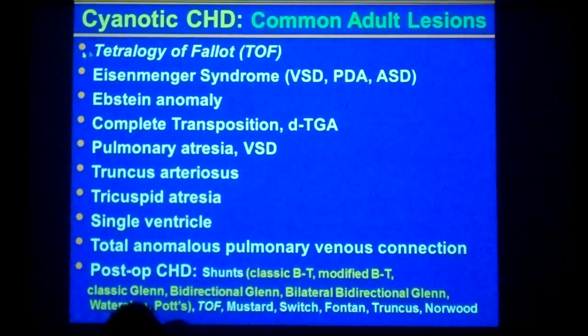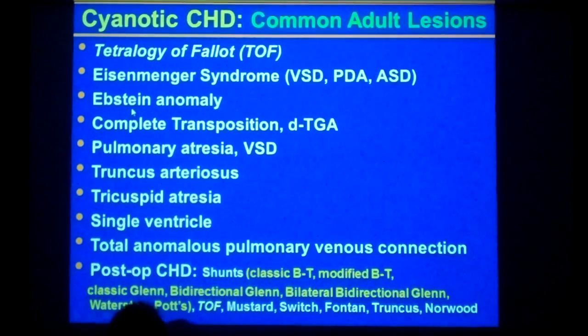Then Eisenmenger syndrome is reversal of shunt with pulmonary hypertension, and the shunt can be at any level. Ventricular septal defect is the commonest, then PDA, and ASD is the least common. But single ventricle, if the pulmonary artery does not show pulmonic stenosis, so all these lesions can lead to severe pulmonary hypertension and reversal of shunting. So they'll come under Eisenmenger syndrome.